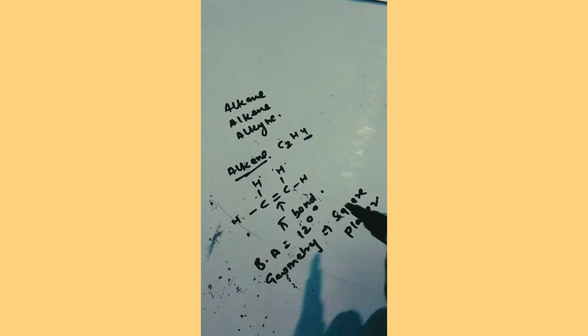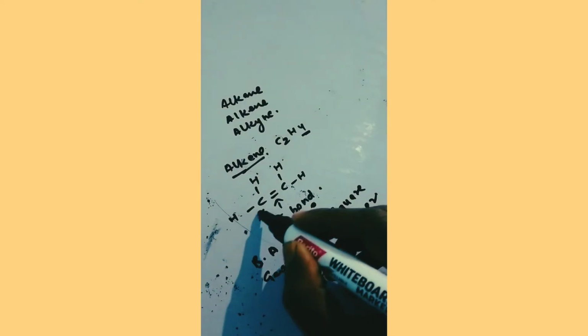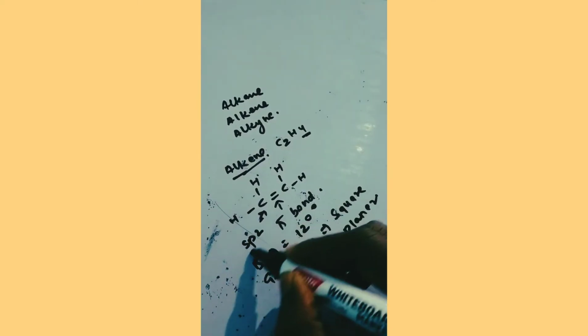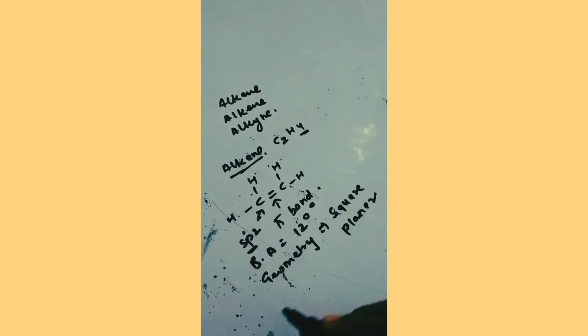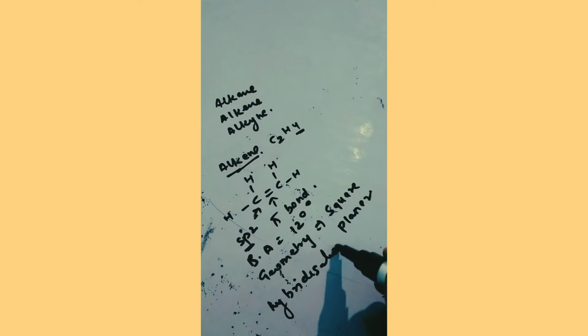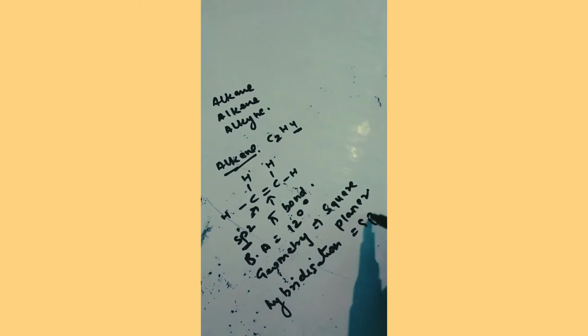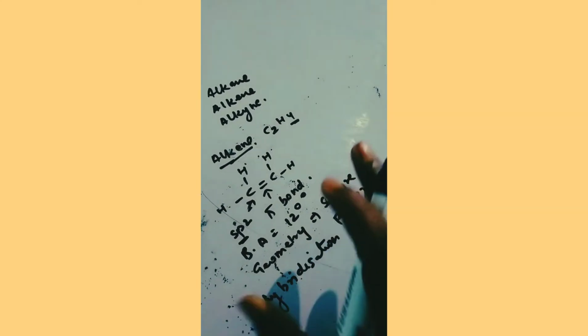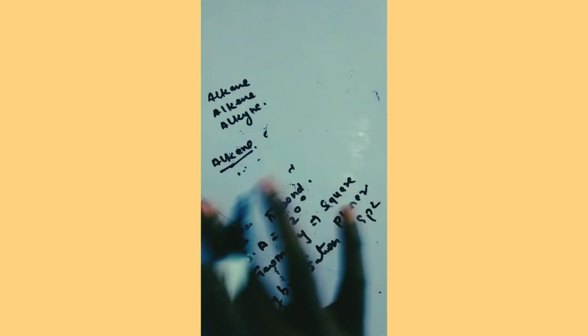Okay, so the hybridization will be sp2, a double bond always has sp2. So here the hybridization will be sp2. Okay, so it is the characteristics of alkene. Next we will talk about the alkyne.